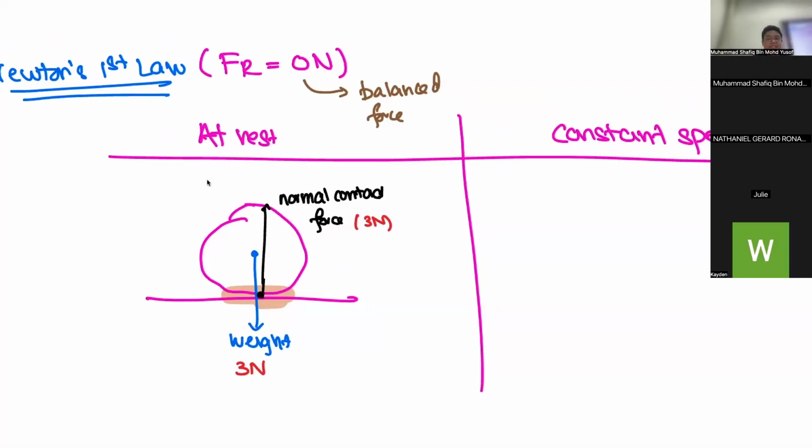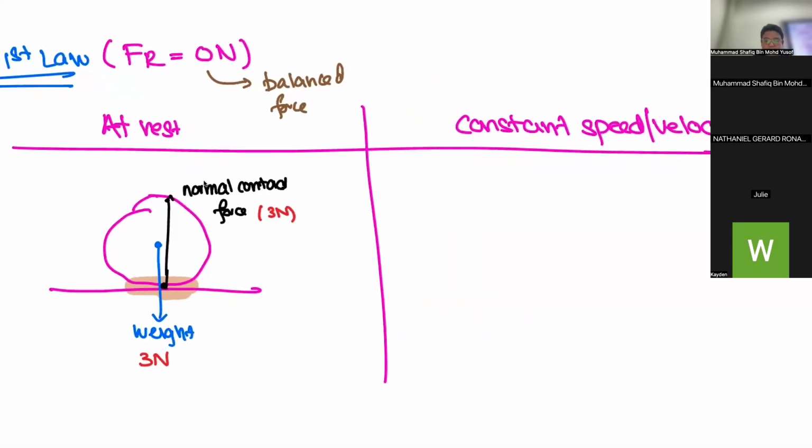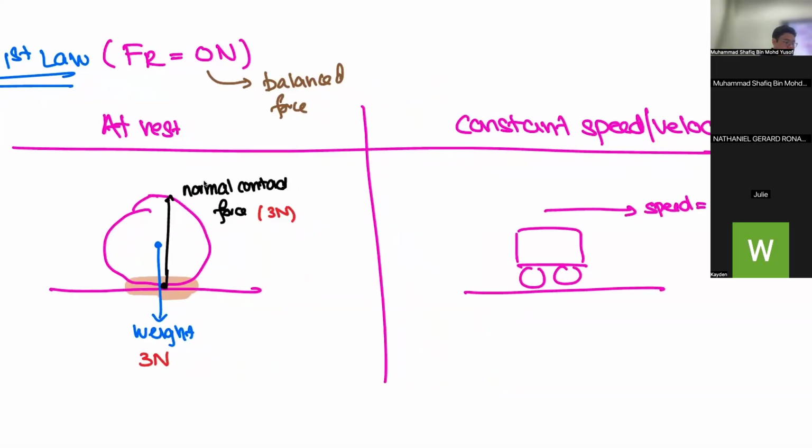Now, let's talk about what if the object is moving at constant speed. Imagine I have a trolley here, or a car moving rightwards at constant speed. Let's say the speed is 10 meters per second. Constant speed at 10 meters per second. So what does it mean to travel at constant speed?